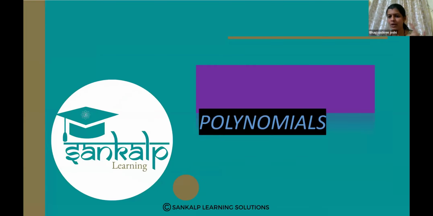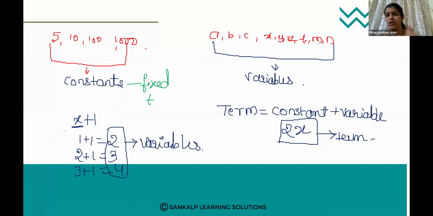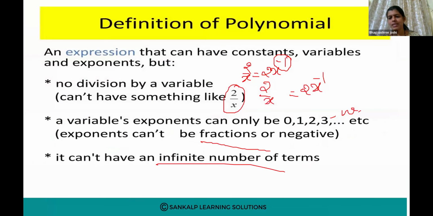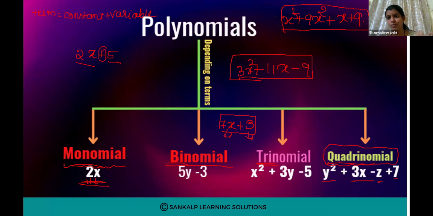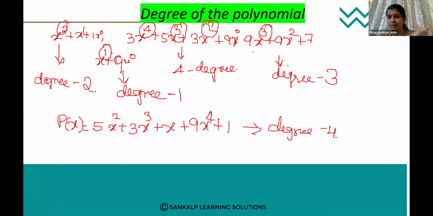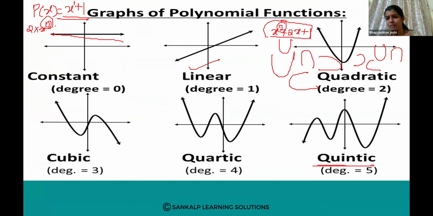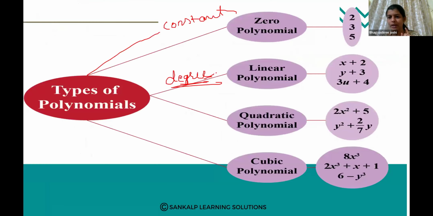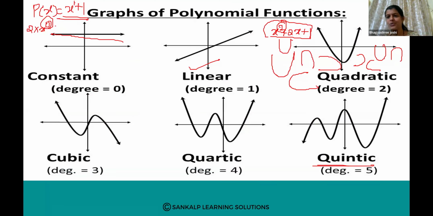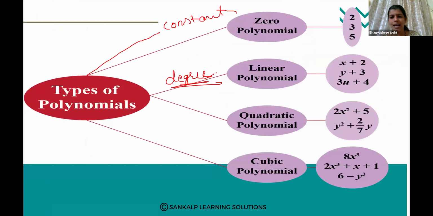See, in the last class, we discussed the relationship between coefficients and zeros of a polynomial. We covered the definition of polynomial, general form, and types of polynomial depending upon the terms and the degree. We also discussed which type of graph we will get: a linear polynomial gives a straight line, a quadratic polynomial gives a parabolic shape, and we also covered cubic, quartic, and quintic.